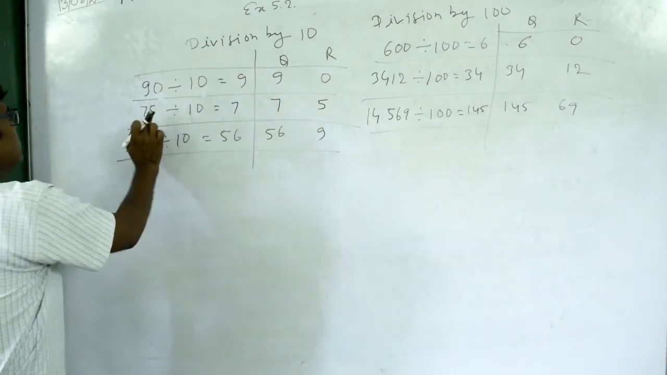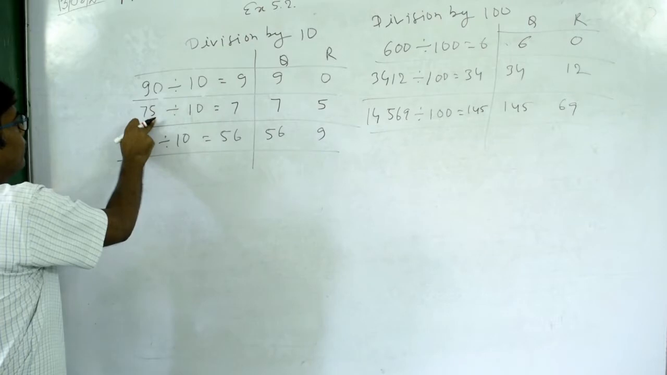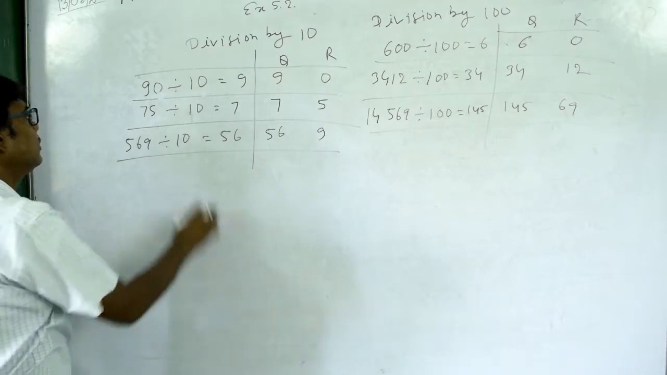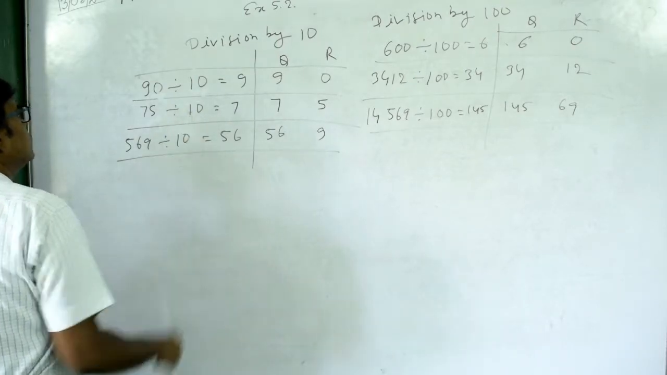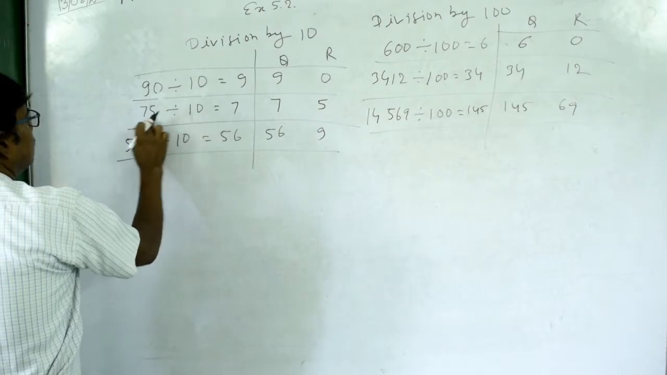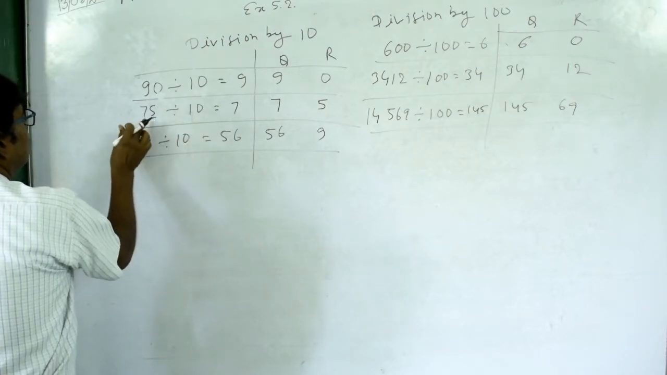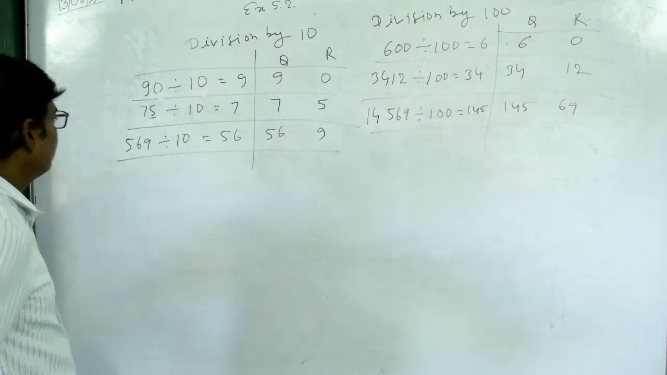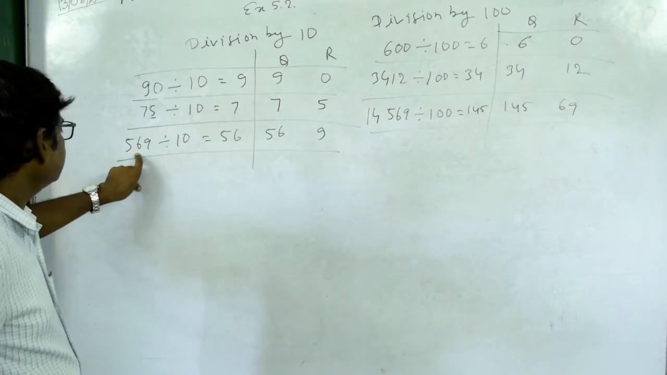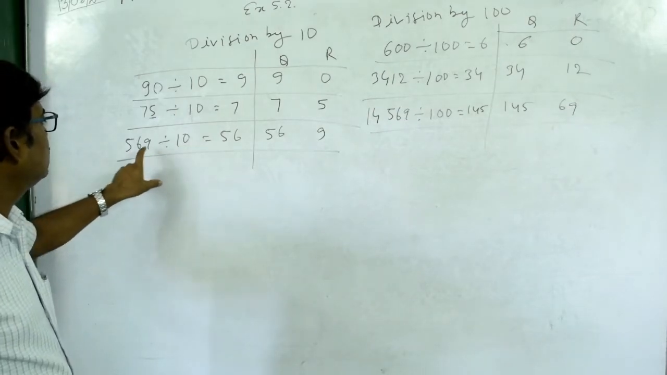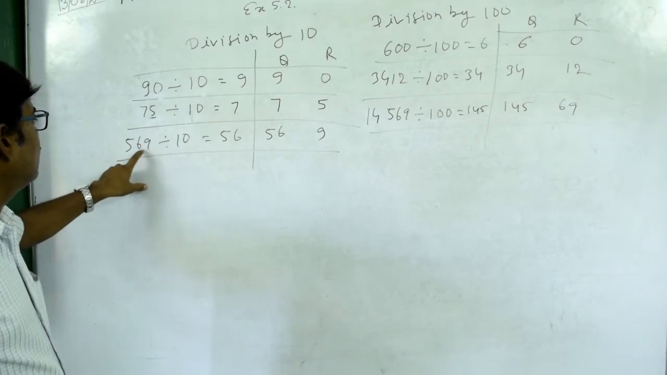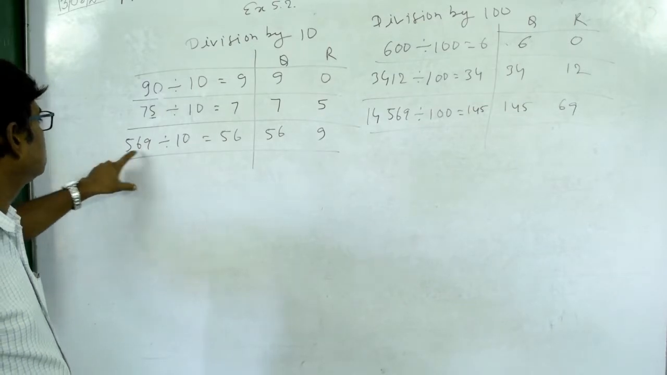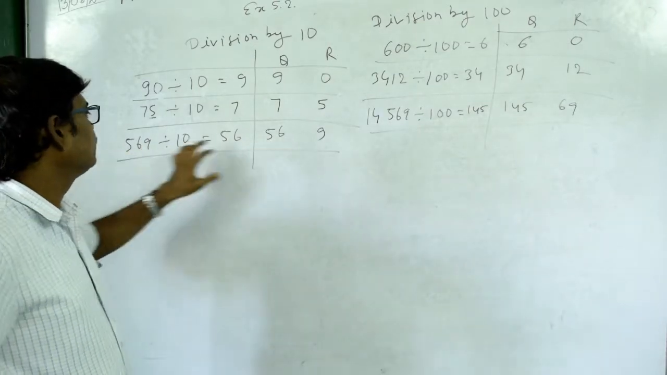Now observe this number 75. In this 75, this is the dividend and this is the divisor, and in this divisor 10 we have only 1 0. So when you divide this number by 10, this will be the remainder and the remaining numbers will be the quotient. And again this is the number 569. When you divide this number by 10, then this 9 will be the remainder and the number formed by the remaining digits will be the quotient. So 56 is the quotient here.